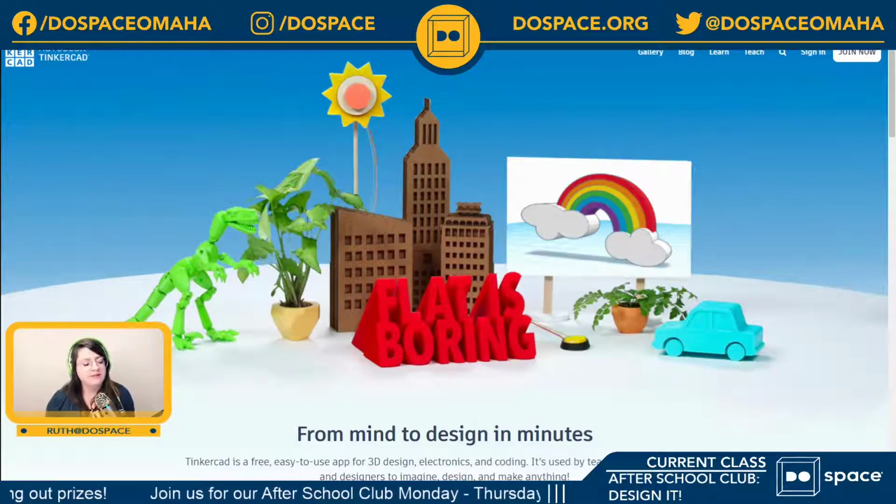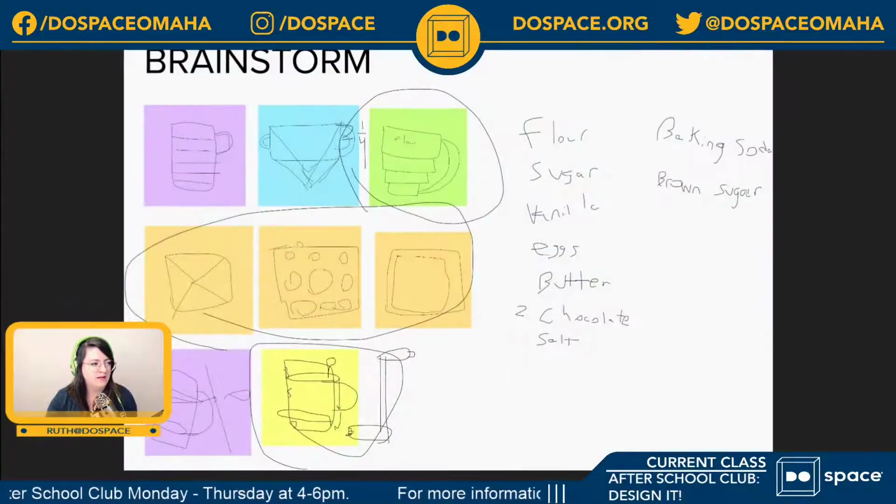Last week was canceled, but we're continuing on part 3 of 4 of making a measuring cup in Tinkercad. Last time we brainstormed some ideas, different ways we can make an all-in-one measuring cup for making cookies, instead of using different kinds of measuring cups. So I'm going to try to pick one of these.